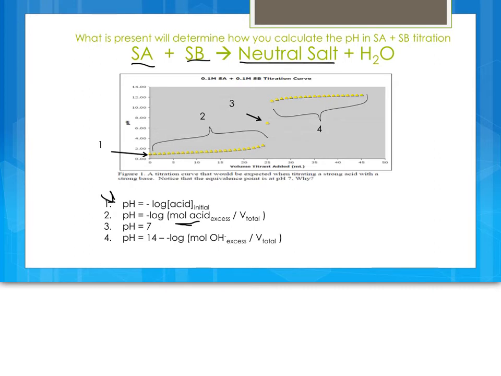And then in region 4, we're just looking at how much excess base is left, and so we determine the quantity of excess base, divide that by the total volume to get the molarity of the base, and then we take the pKw minus the pOH, and that gives you the pH.